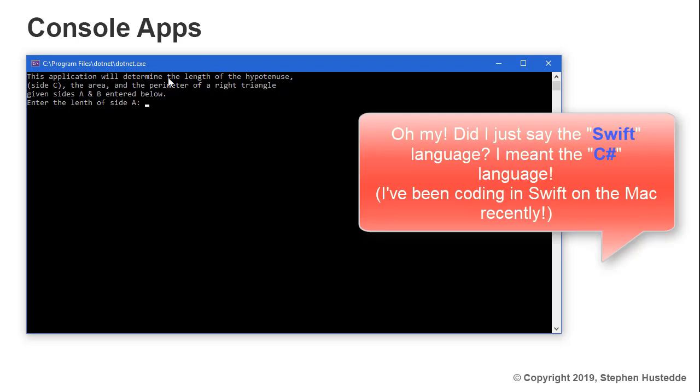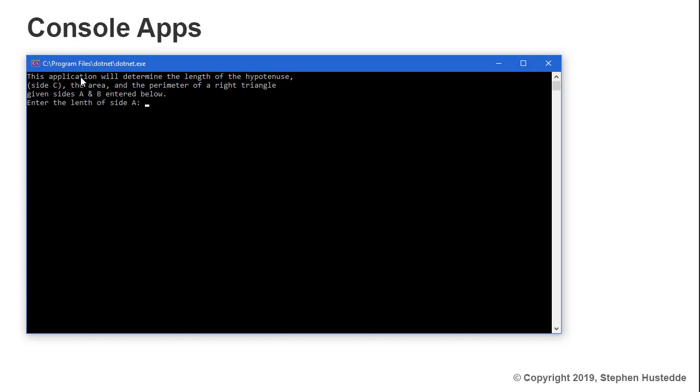So in the console app, we have to specify all of our output. So I added some comments here about what this is about. It's a little harder to figure out what a console app is supposed to do because you don't have any visual cues. So we're going to make sure we provide those verbal cues for the user.